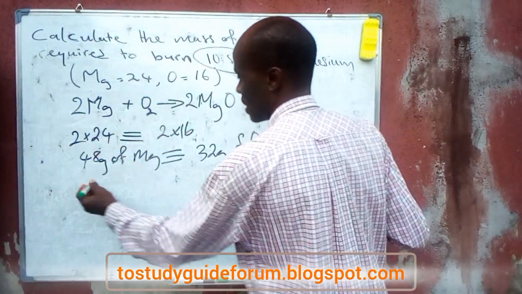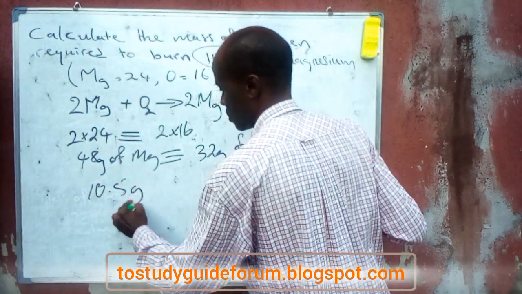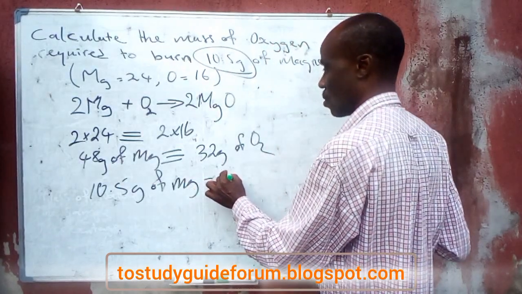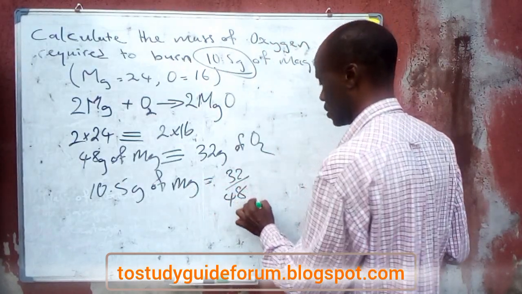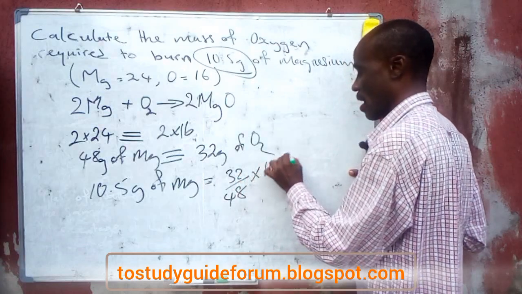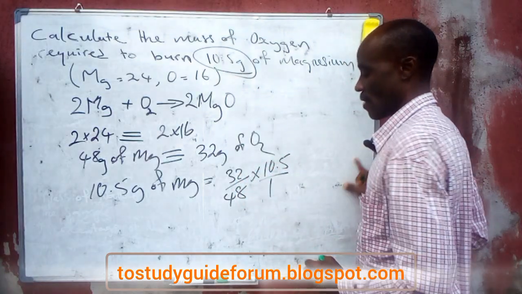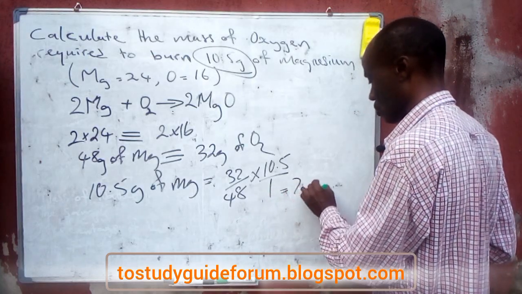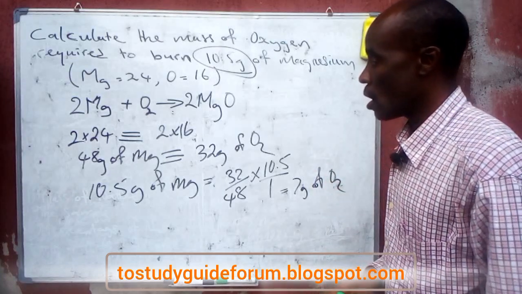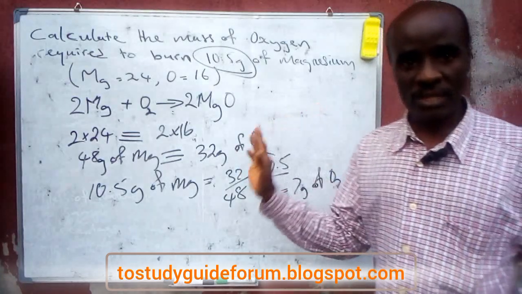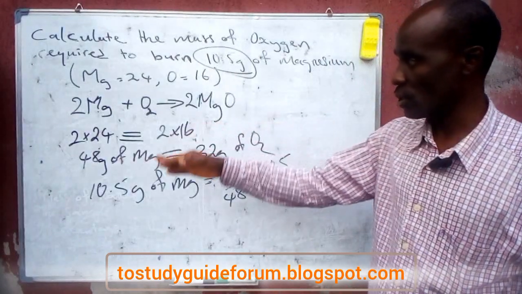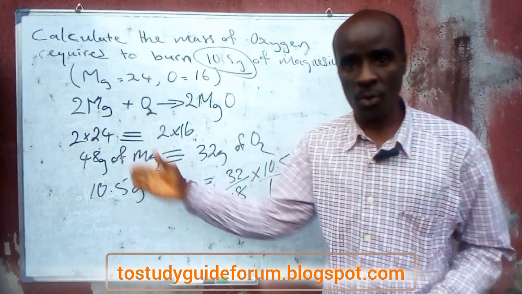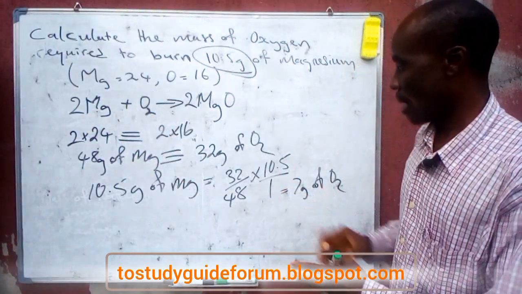Now, what is given to us is 10.5 grams of magnesium. So 10.5 grams of magnesium will be equal to 32 over 48 times 10.5 over 1. If we calculate that, we get 7 grams of oxygen. So this is the fastest and the best way of solving this problem, because there's another method that might be a little bit complex.